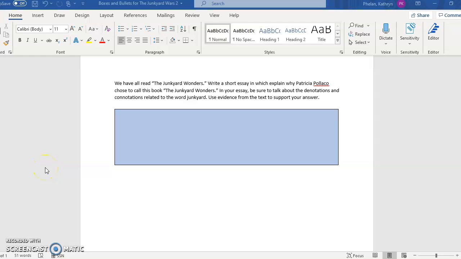We are going to continue practicing the boxes and bullets format today, and we're going to do two. First, I'm going to go through one, and you'll watch me go through the process. Then you will be completing your own independent boxes and bullets format. Both templates we're going to work with today deal with the picture book we read on Monday, The Junkyard Wonders by Patricia Polacco.